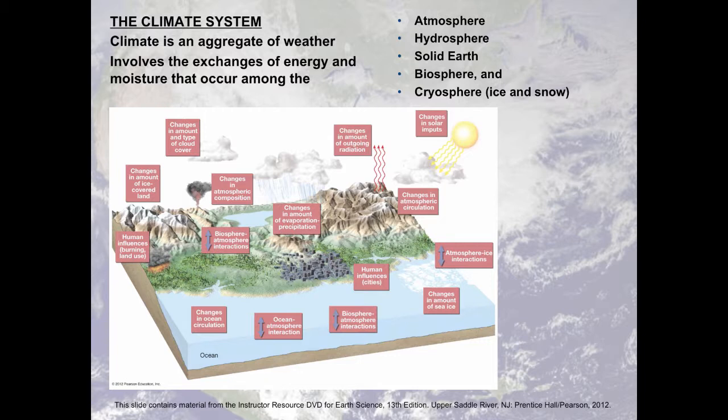The climate system is fundamentally characterized by exchange of energy and moisture between the various systems and spheres in the Earth system: the atmosphere, hydrosphere, solid Earth, biosphere, and a component of the hydrosphere called the cryosphere, which is the ice and snow system.